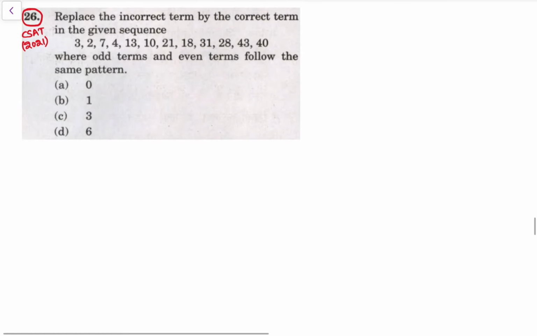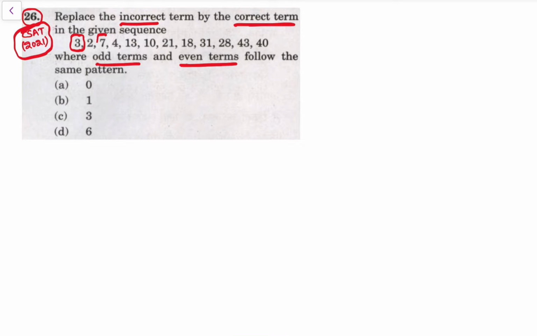See, this is a question asked in the CSAT paper 2021. Replace the incorrect term by the correct term, right? In the given sequence, odd terms and even terms follow the same pattern. The odd terms in the series are: 3 is an odd number, 7 is an odd number, 13, 21, 31, 43 are odd numbers. So the odd numbers follow the same pattern.